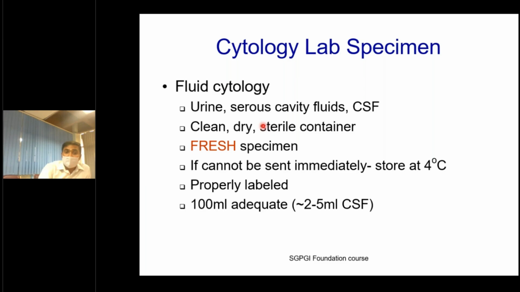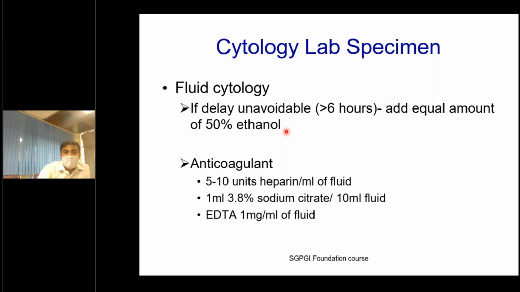Here, the order of draw is not the same as in blood. For the cell count, especially in CSF, you send the third container. In the first container, you might want to get the chemistry done. In the second container, you might want to get the culture done. If delay is unavoidable, it is better to add 50% ethanol, an equal amount, and store it.